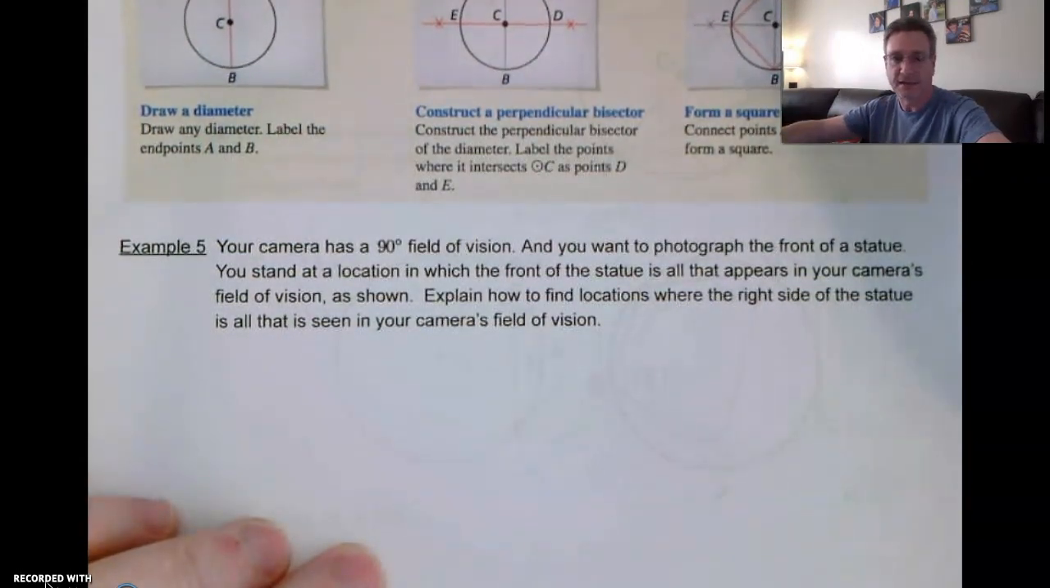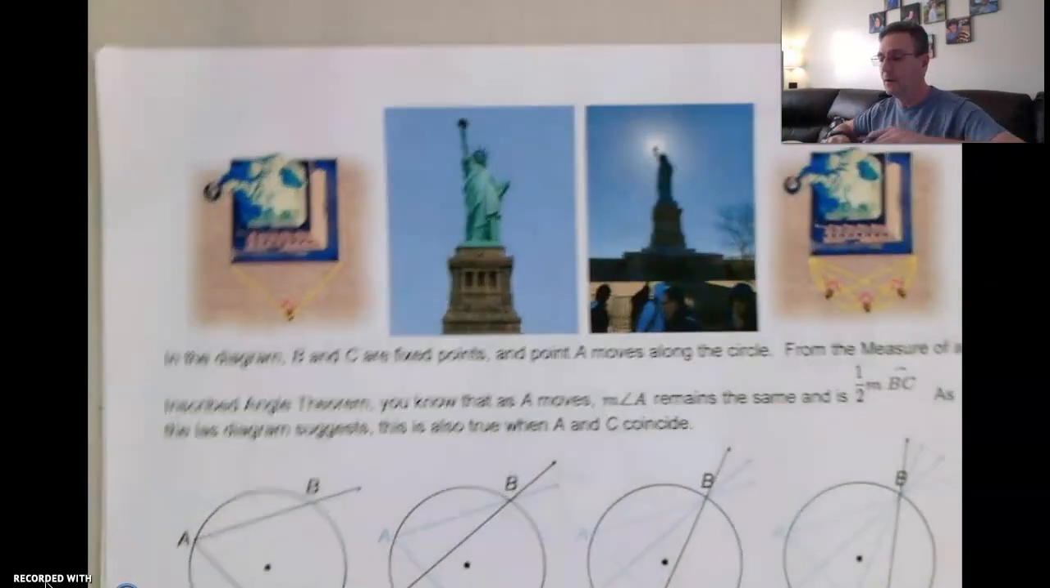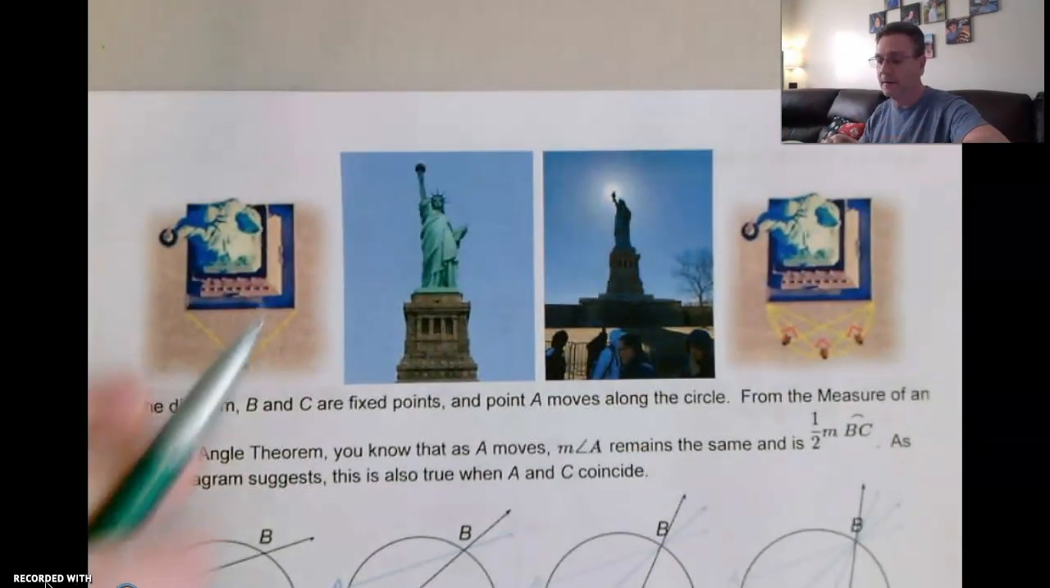I'll flip to that in a second. Explain how to find locations where the right side of the statue is all that is seen in your camera's field of vision. So here's what we're talking about.